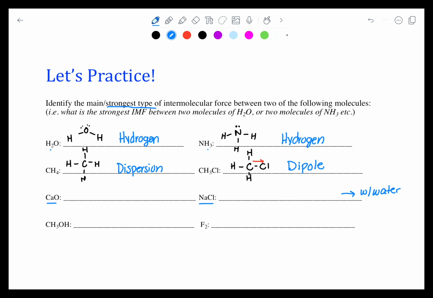For CaO and NaCl, I asked what the strongest intermolecular force is between that compound and water. Since these are ionic compounds, we would see this as Ca2+ and O2- and Na+ and Cl-. So those are ions. If we have an ion interacting with a polar molecule, such as water, this would then be ion dipole. Same for NaCl.